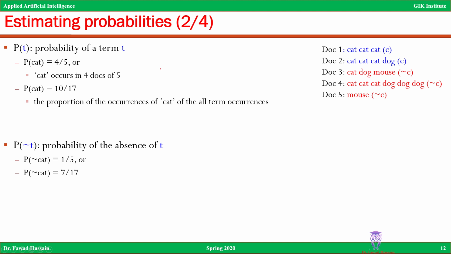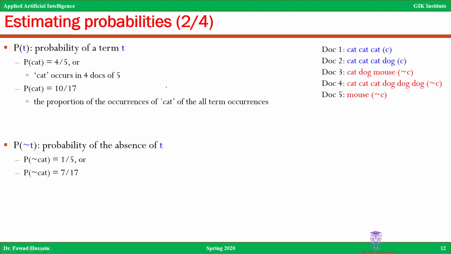Depending on which way I am using, if somebody asks me what's the probability of cat, using the first way, I'm just counting the occurrence of cat, yes or no. So cat occurs in document 1, yes, in document 2, yes, in document 3, yes, in document 4, yes, in document 5, no. So out of the 5 documents, cat occurs in 4 of the documents. So the probability of cat is 4/5.